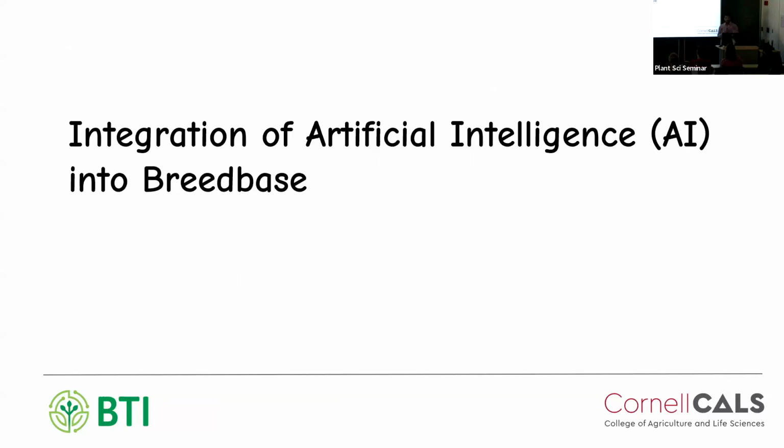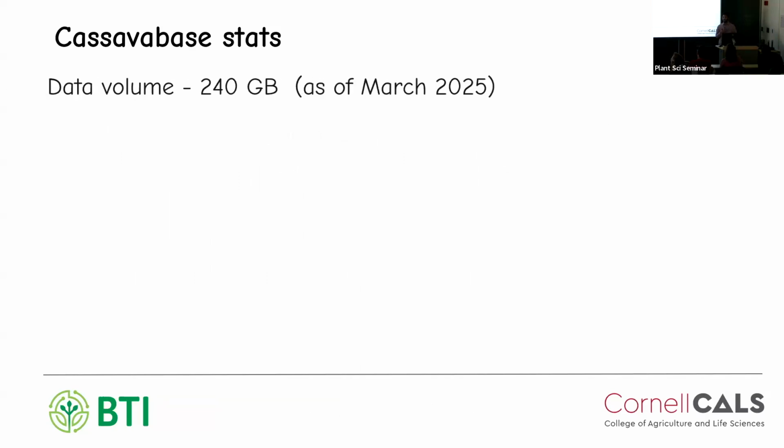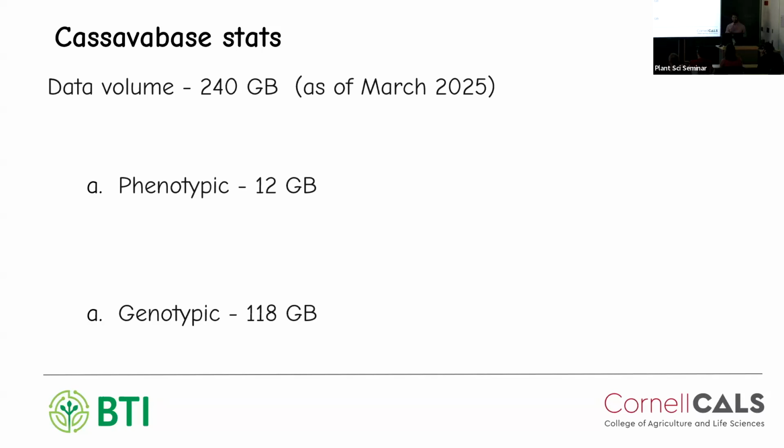So with this knowledge and experience, I would like to take BreedBase to the next level, where I would like to integrate artificial intelligence in BreedBase. Before actually diving into what AI application we will be building for BreedBase, I would like to give some brief statistics about CassavaBase. As I mentioned in the previous slide, CassavaBase is one of the largest databases we have so far. As of March 2025, we have almost 240 GB of data in CassavaBase, out of which 12 GB is phenotypic data and 118 GB is genotypic data.